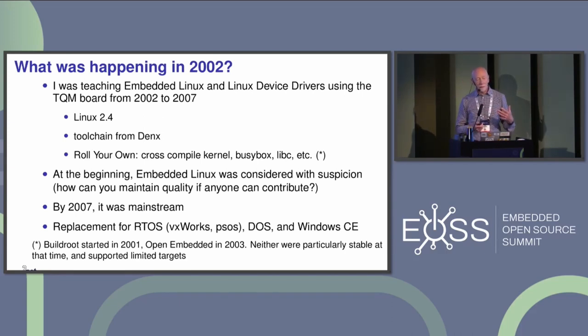Buildroot and OpenEmbedded were around. Well, Buildroot initially was around 2001. OpenEmbedded came along in 2003. But from my point of view, they were kind of unstable and not really production ready. Apologize to anybody who's listening or in the audience who was working on those at the time. But they were not generally used.